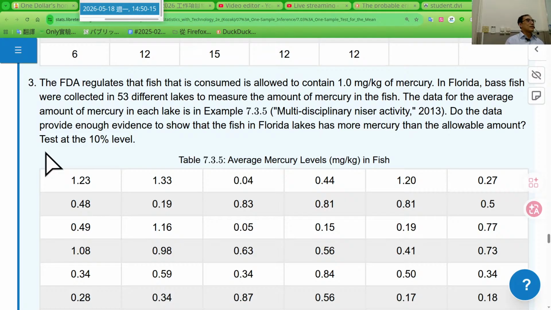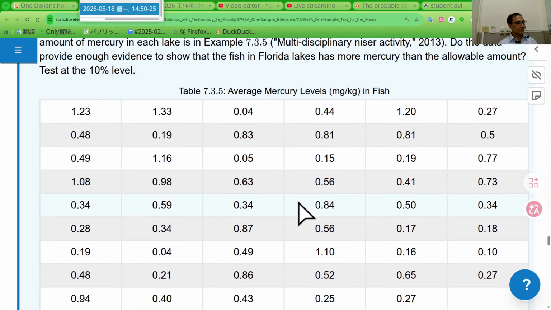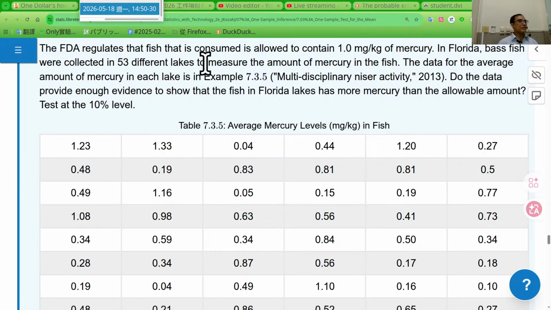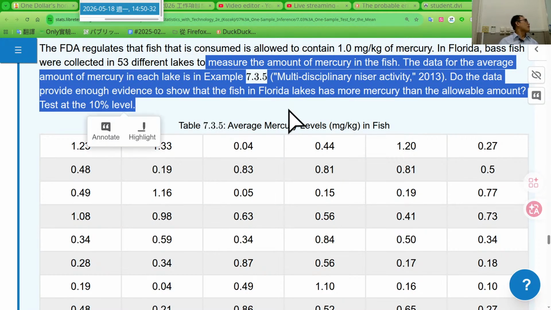Don't forget to set the null hypothesis and alternative hypothesis. I think this question is very, very important because many students in this classroom are female, and in the future you will be a mommy, and you need to care about the consumption of big size fish because mercury accumulation can damage the infant's brain.